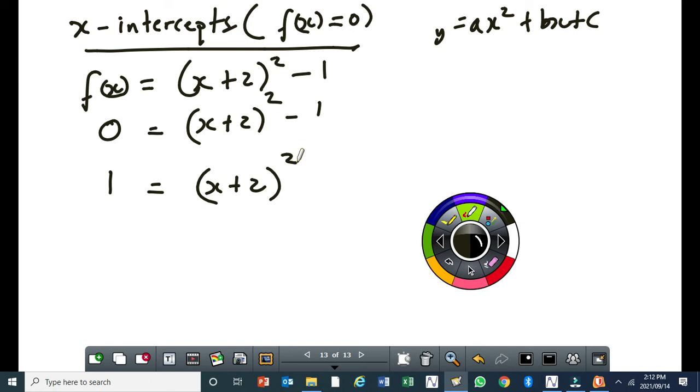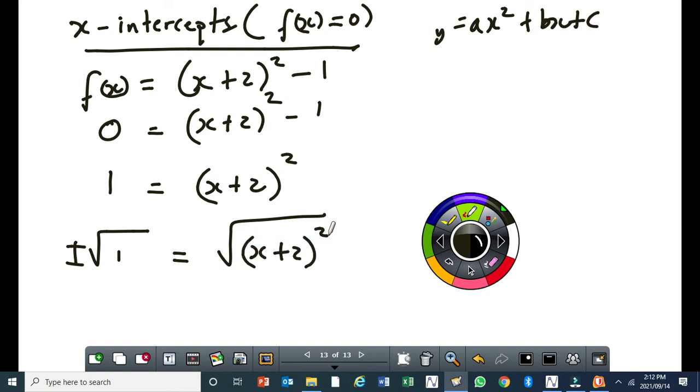You have done equations on sets, term 1. You take square roots on both sides. Remember to put plus or minus on the left. Once you take square roots on both sides, on the left you get positive or negative 1, and on the right you get x plus 2, because the square root of (x plus 2) squared is x plus 2. Now, this is an indicator that you have got two values of x.